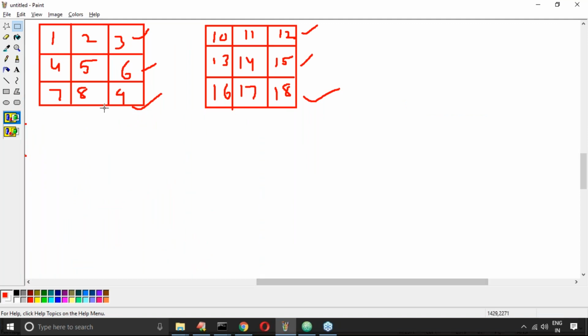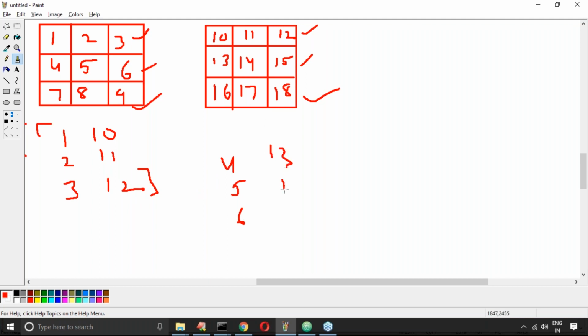Very simple. Take one row, make it the first column, second column. Yeah, this is the first 2D array. Next, take one row at the column. Next, 13, 14, 15 is the second one. Next, 7, 8, 9, 16, 17, 18 is the next 2D array.